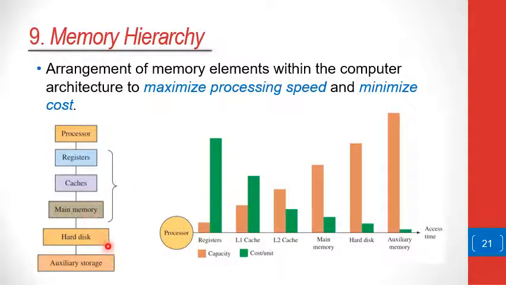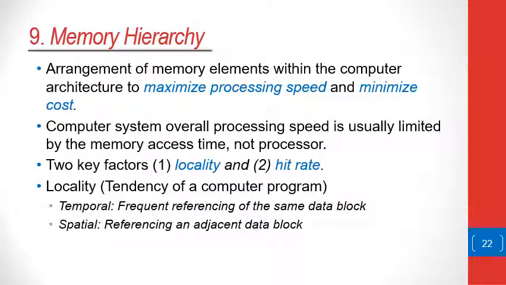And so arranging this memory into a hierarchy is an optimization. It's an optimized way of accessing your system. Now, the main motivating factor for arranging memory into a hierarchy is that in general computer systems, the processing time is limited by the memory access time or memory latency, not necessarily the speed of the processor. So memory access time acts as a bottleneck.